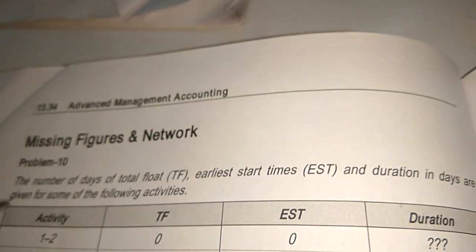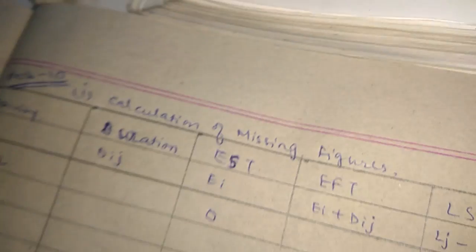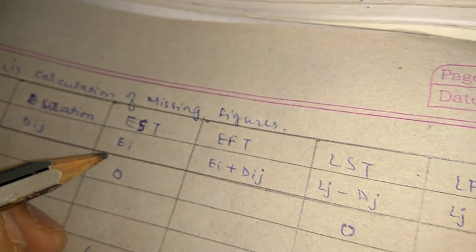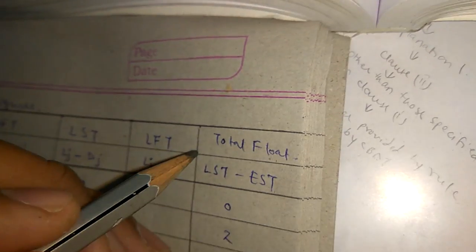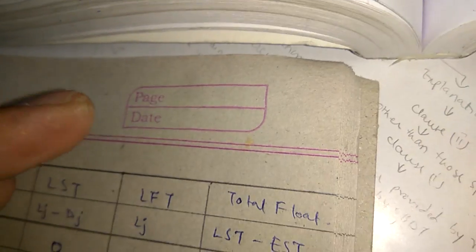In order to find out the missing figure, first we will have to put the information in a table. Table is given over here. First one is duration, second one is EST, that is EI, third one is EFT, that is EI plus DIJ, LST, LJ minus DIJ, LFT, that is LJ, and the total float, LST minus EST.